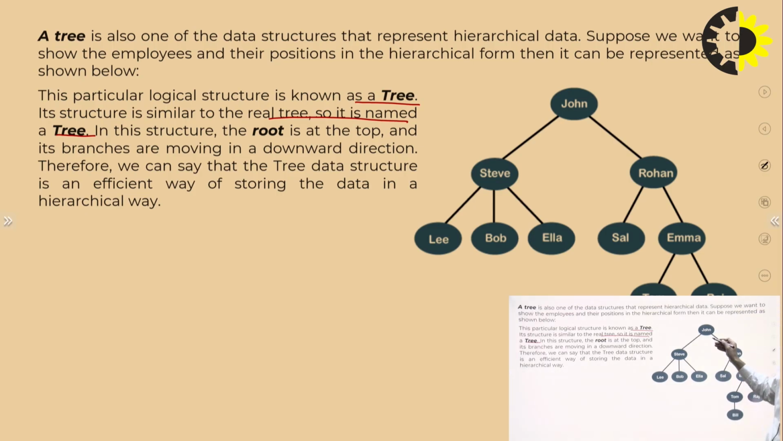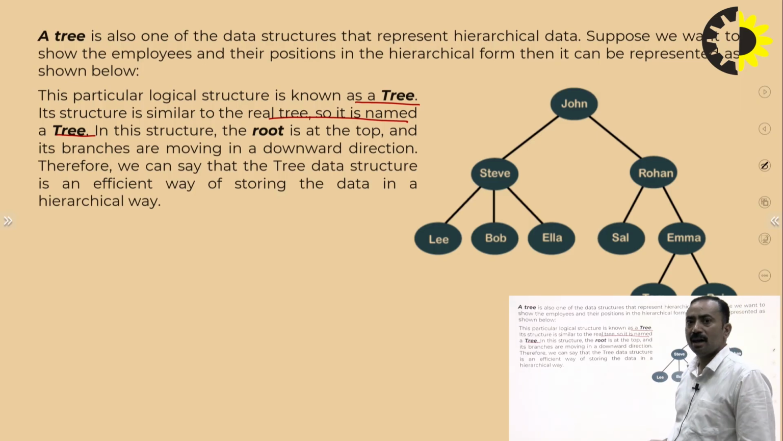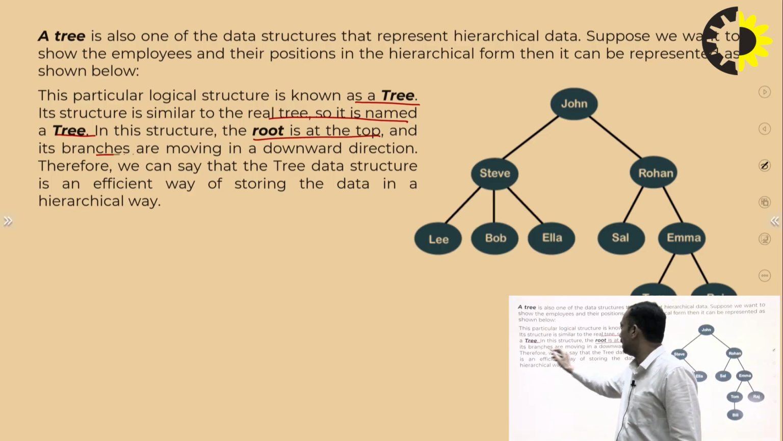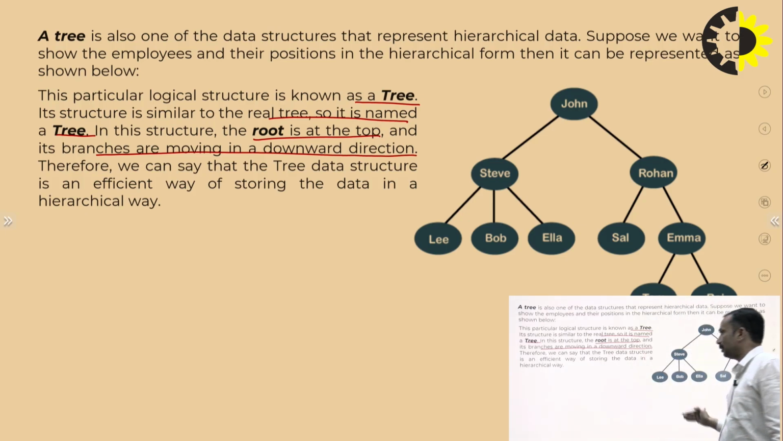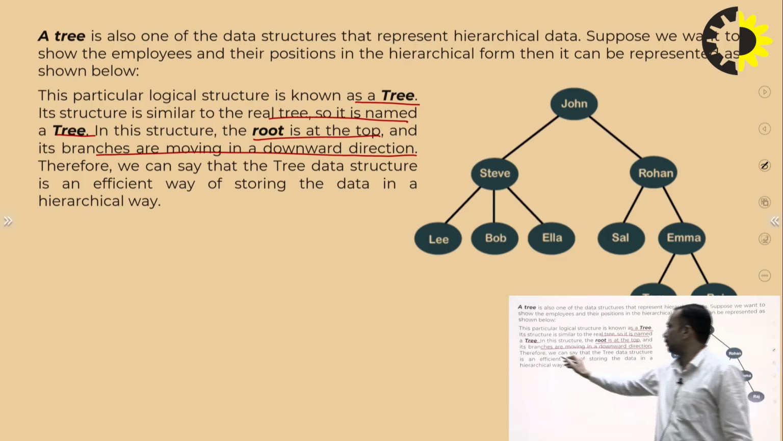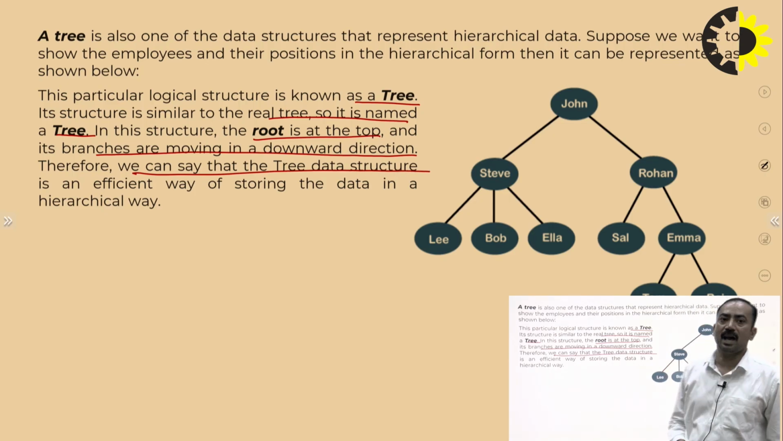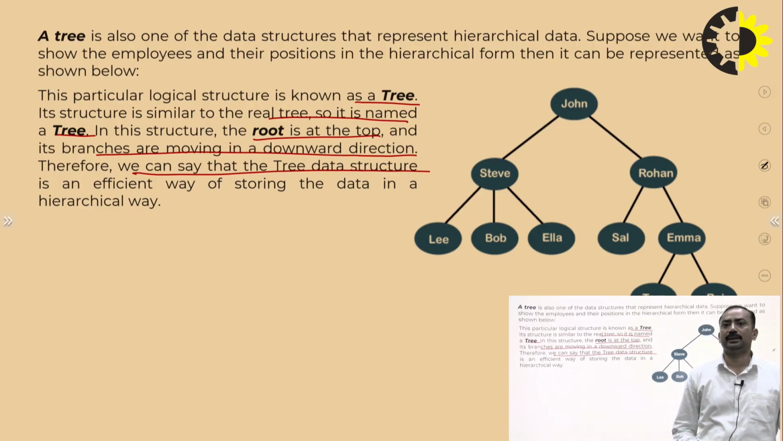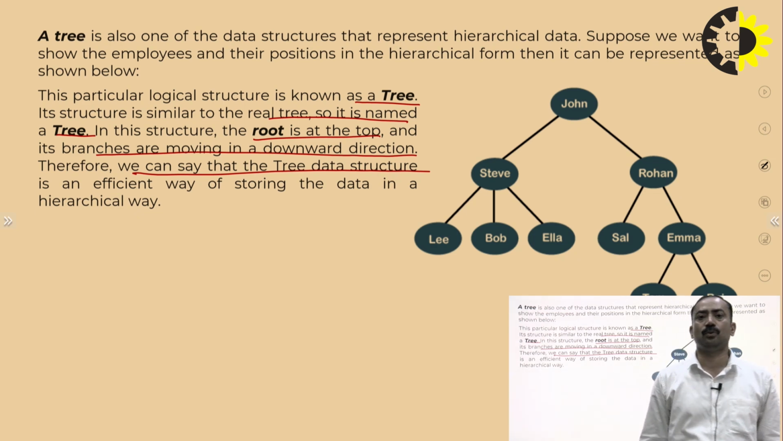But there is a difference between a real tree and the logical tree. In a real tree, the root is at the bottom and the leaves are at the top. But in this tree data structure, the logical hierarchical data structure, the root is at the top and the branches move in a downward direction. Therefore, we can say that the tree data structure is an efficient way to store data in a hierarchical way. So wherever there is a need to store data in hierarchical form, we use tree.